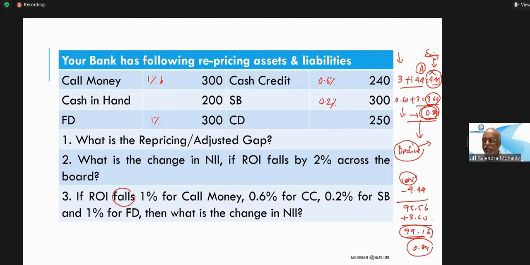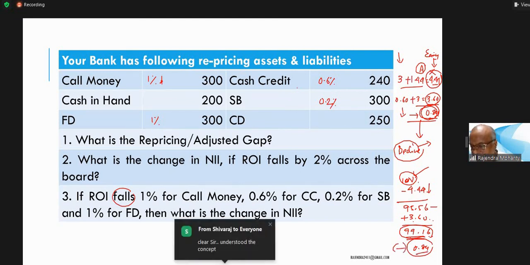Logic is that NII was 100 rupees, earning comes down by 4.44. So our NII becomes 95.56. 3.60 we are going to pay less to the depositor. This is a savings, so you have to add. So net comes to 99.16. So 99.16, 100, difference is 0.84.